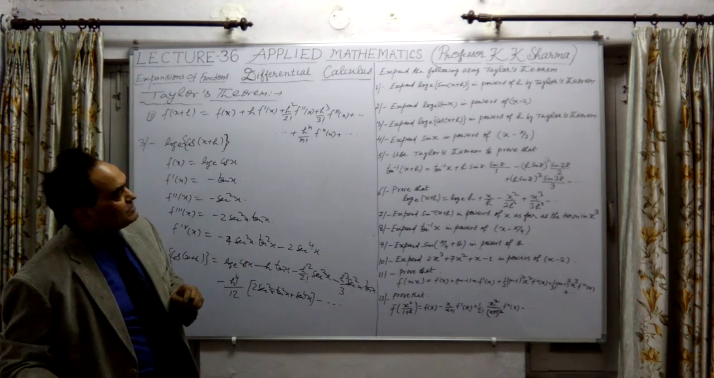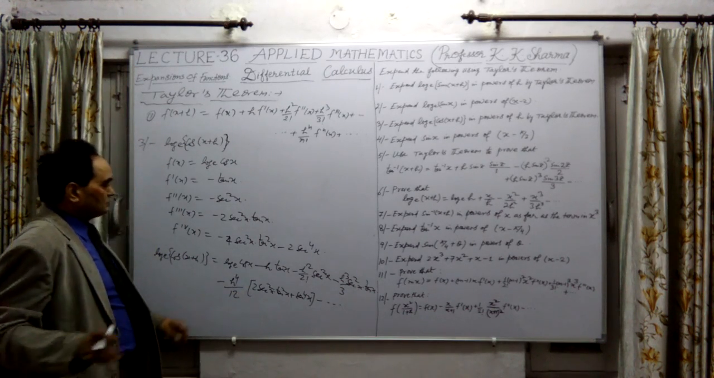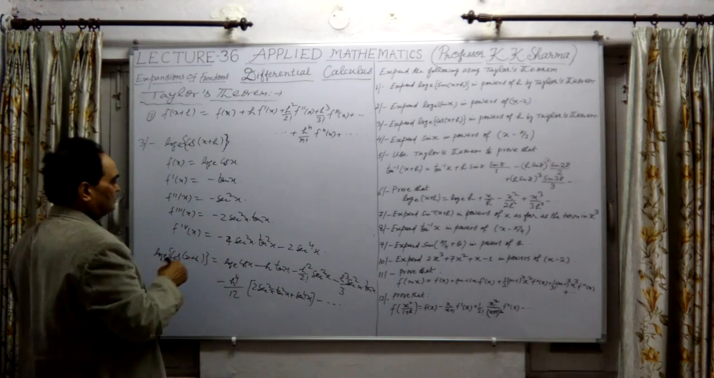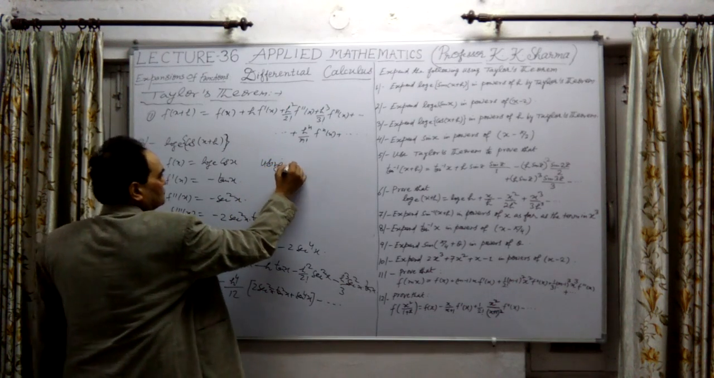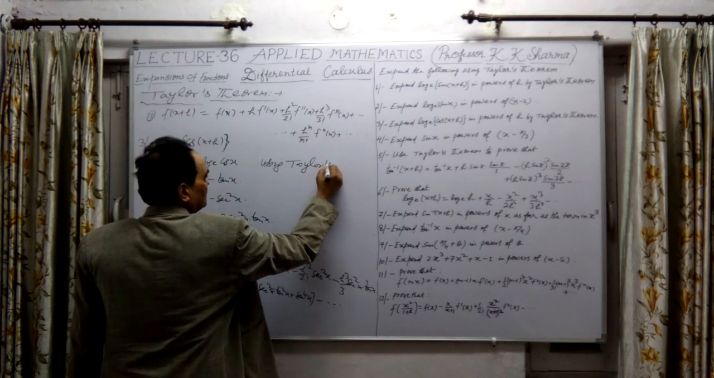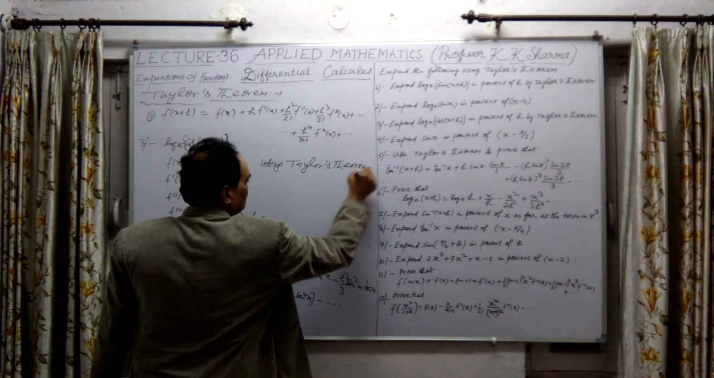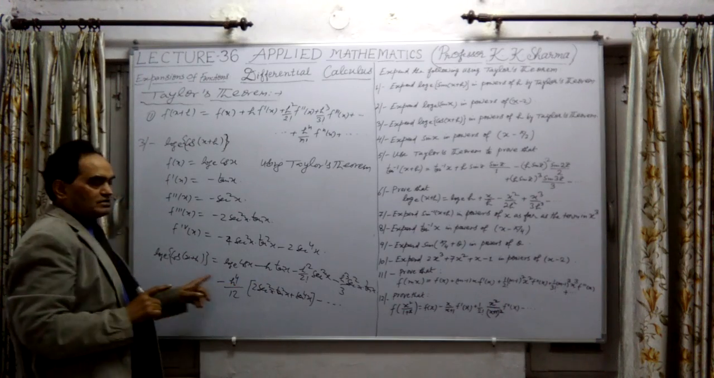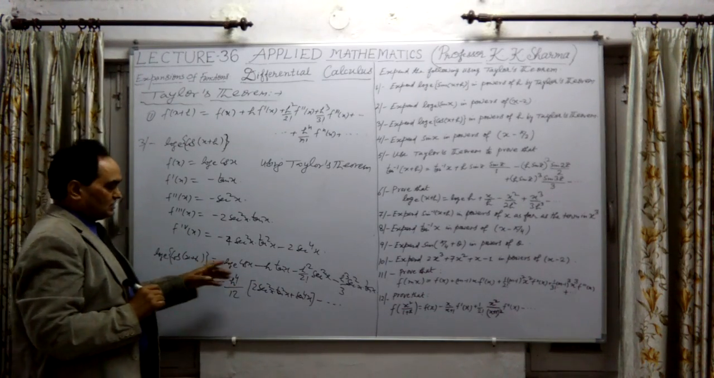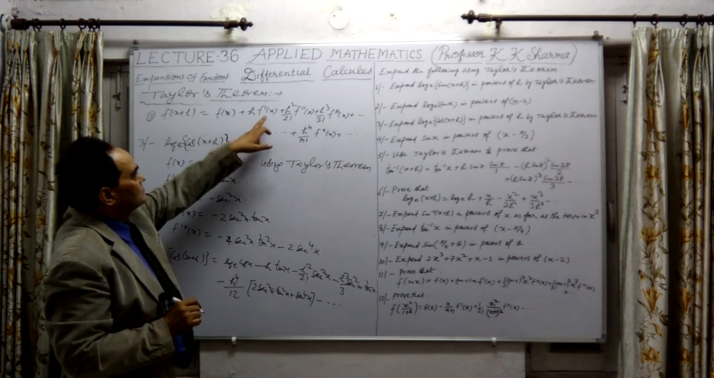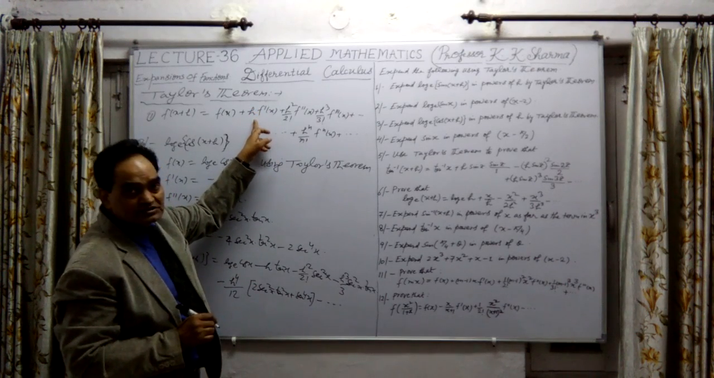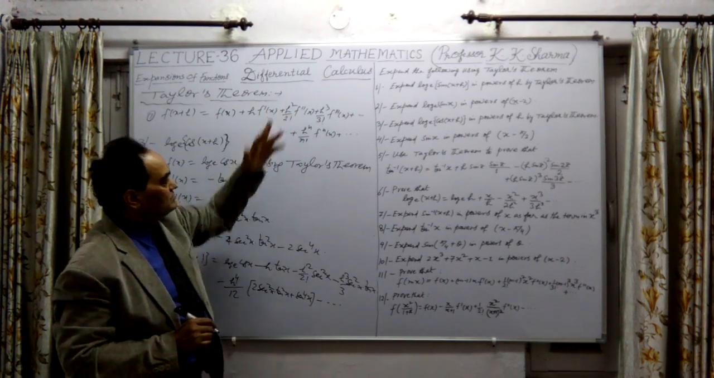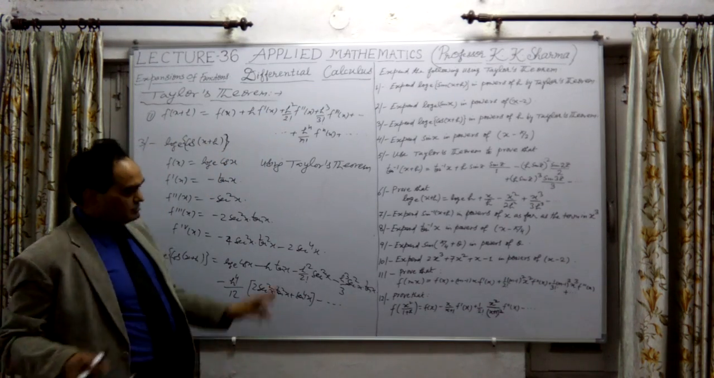It says expand log of cos of x plus h in powers of h by Taylor's theorem. Using Taylor's theorem, I have written down the final answer, log of cos of x plus h. I have just found out what is f(x), f'(x), f''(x), and because it is to be expressed in powers of h, these powers of h will be the same because h is here. Okay, so that is the final answer.